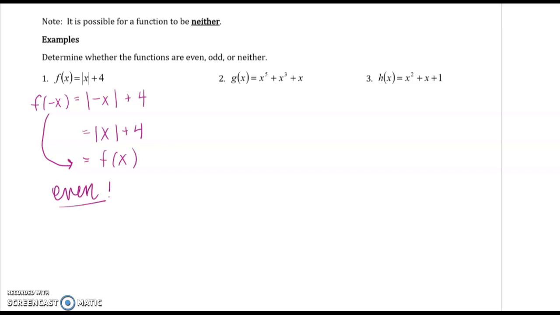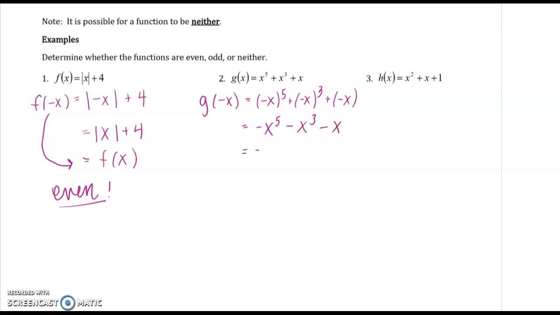All right, what about this one? Let's plug in negative x into our g function. I would get negative x to the 5th plus negative x to the 3rd plus negative x. Well, if I have negative 1 to the 5th power, then that means I'm going to have a negative 1. Negative 1 to the 3rd power will still be a negative 1.